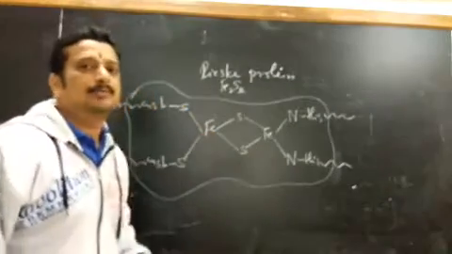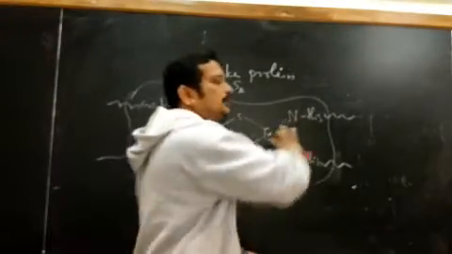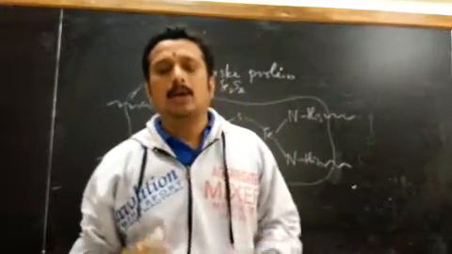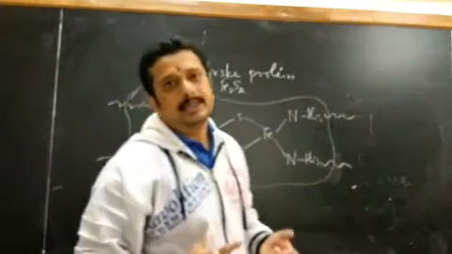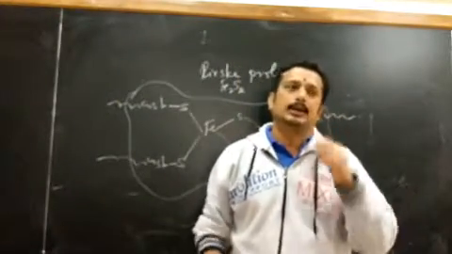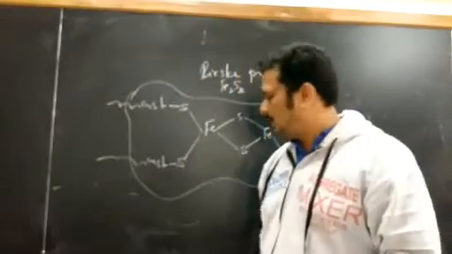But in the risky protein, what will happen here? These 2 nitrogens, this iron, instead of the sulfur of cysteine, they are going to be bound with the nitrogen of the histidine. So this is how the iron sulfur protein plays an important role here.